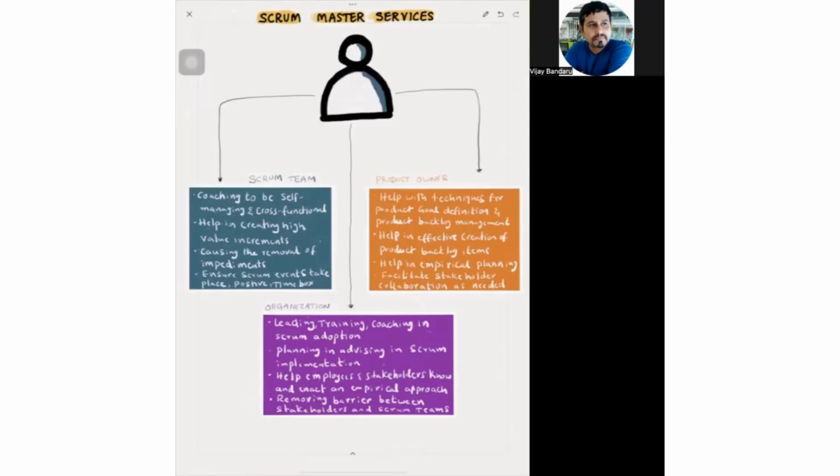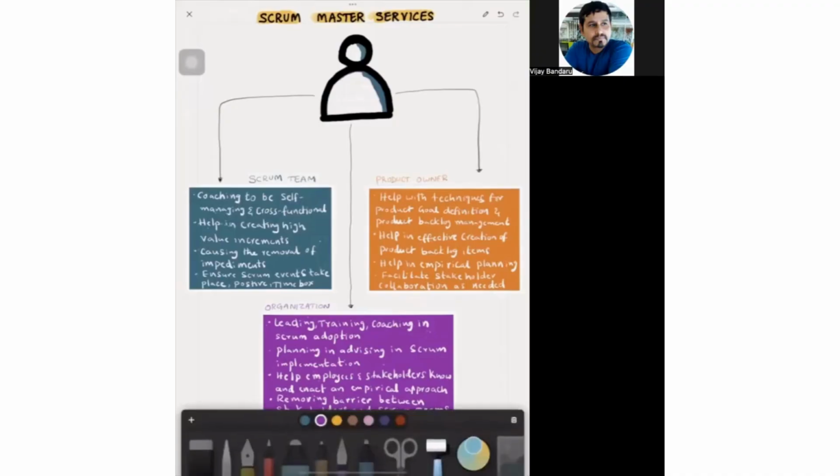So how to maintain transparency, and how to inspect and adapt continuously to become better, and also removing barriers between the stakeholders and Scrum teams. These barriers may be reachability barriers, communication barriers, or designation barriers. So these are primarily the Scrum Master services to the product owner, the Scrum team, and the organization.